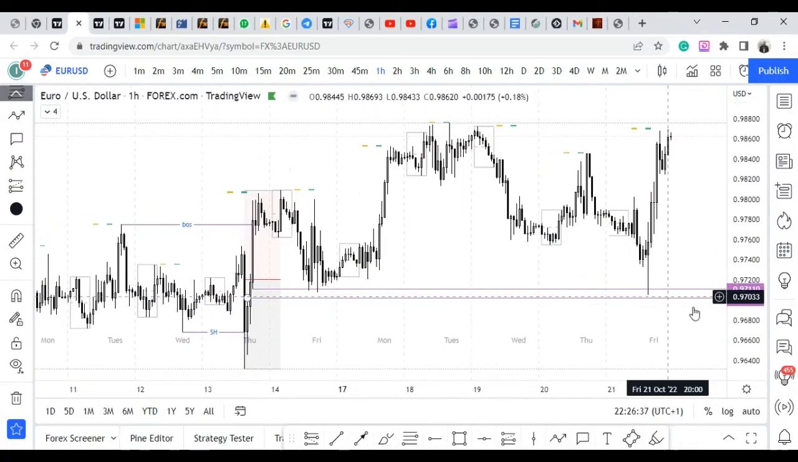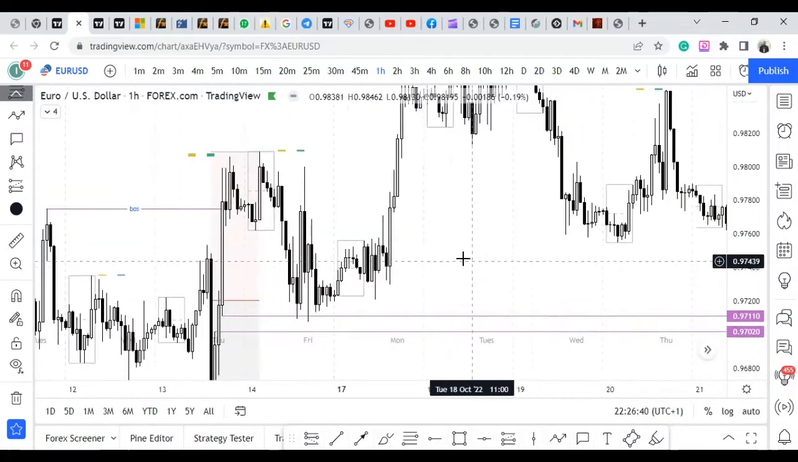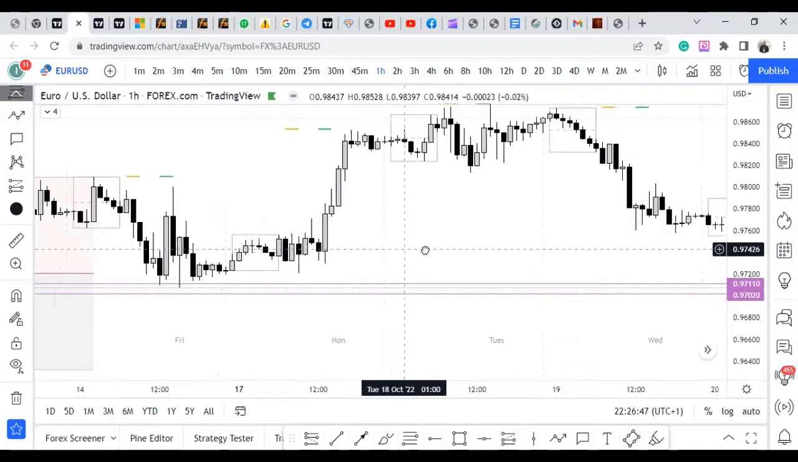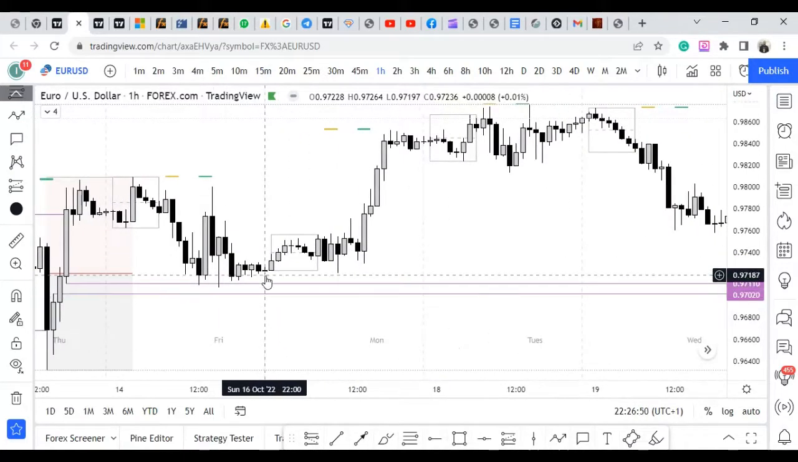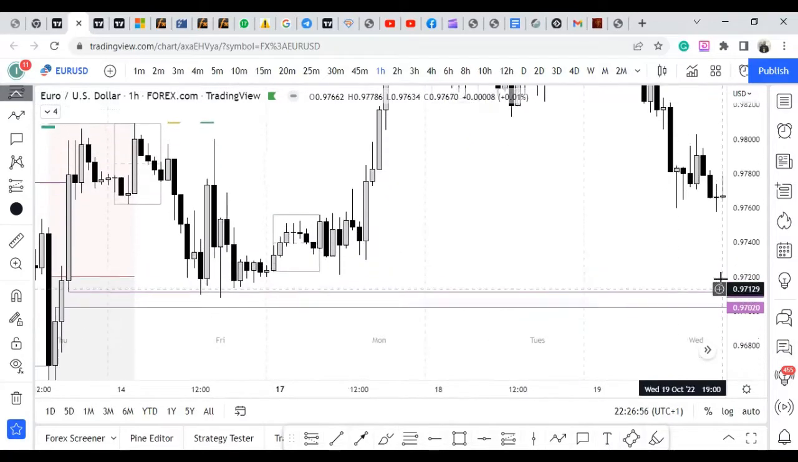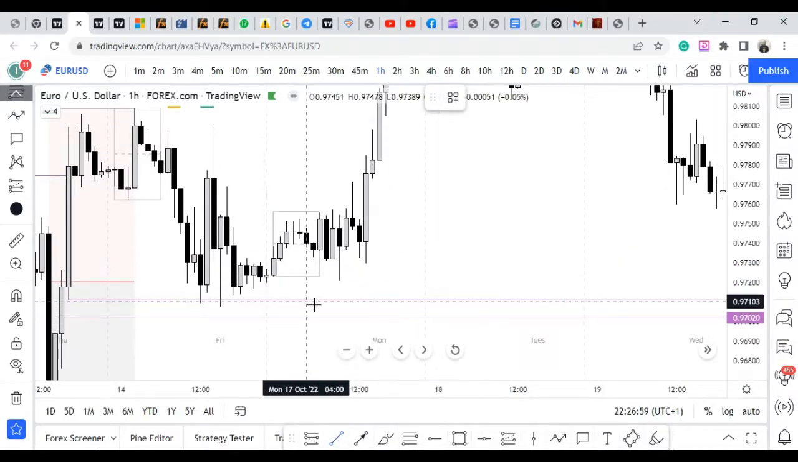Now, if you look at Monday's price action, for you to understand it very well, we can just use the 1 hour time frame. If you look at Monday's price action, the Monday price action started here, and we have this Asian range. And you can see that it manipulated this Asian range.